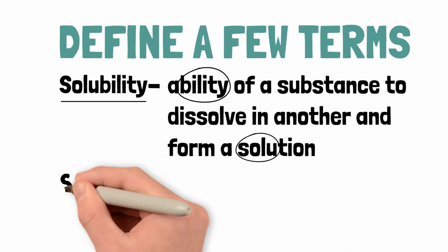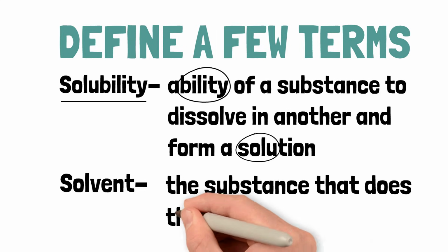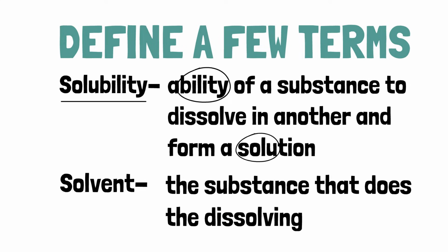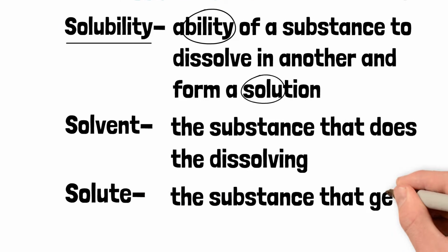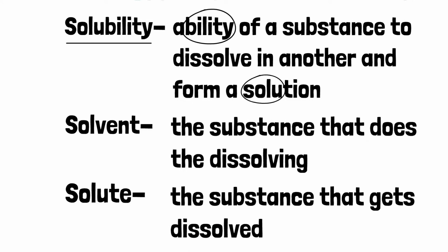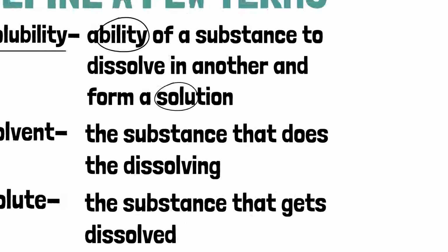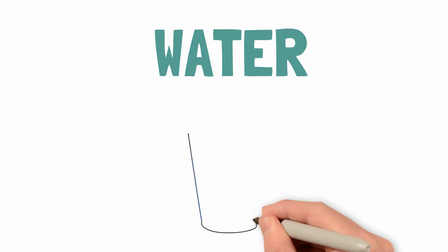Next, we have solvent. A solvent is the substance that does the dissolving. In the case of hot chocolate, for example, the solvent would be the water. And lastly, we have solute, which is the substance that gets dissolved. In our previous example of hot chocolate, the hot chocolate mix would be the solute. Overall, water is a great example to use when talking about solubility in dissolving substances, and is one that we're likely most familiar with.